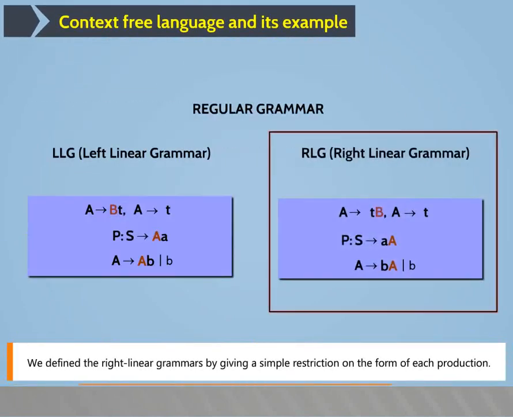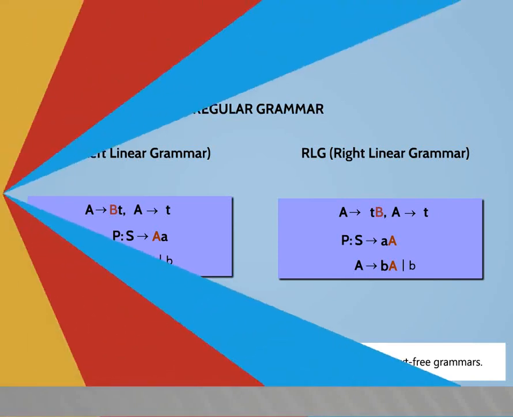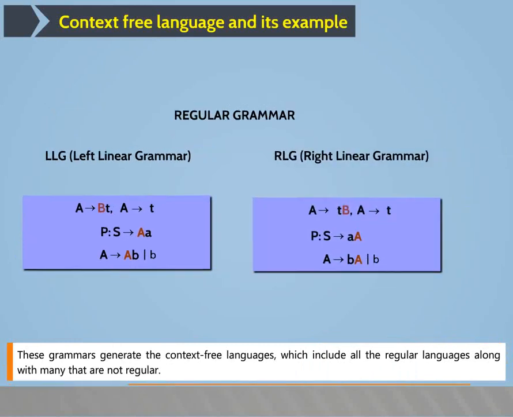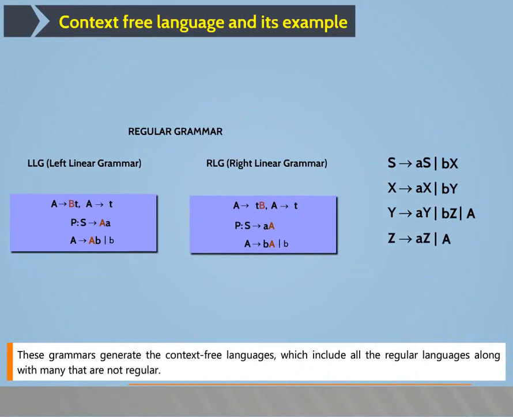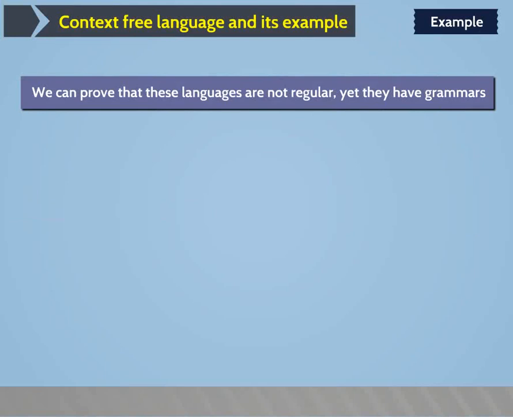We defined the right linear grammars by giving a simple restriction on the form of each production. By relaxing that restriction a bit, we get a broader class of grammars, the context-free grammars. These grammars generate the context-free languages, which include all the regular languages along with many that are not regular. Example: we can prove that these languages are not regular, yet they have grammars.